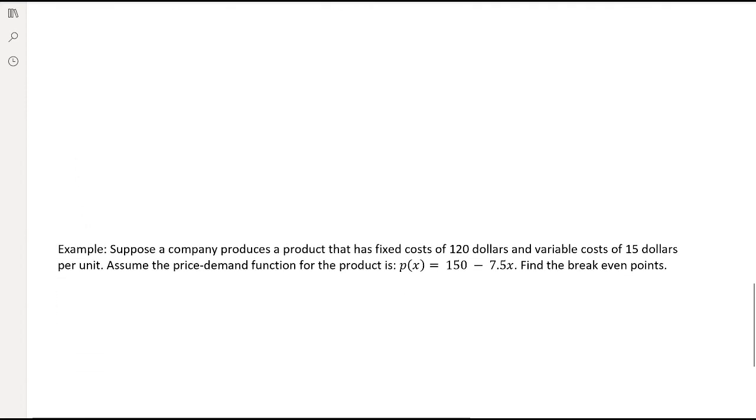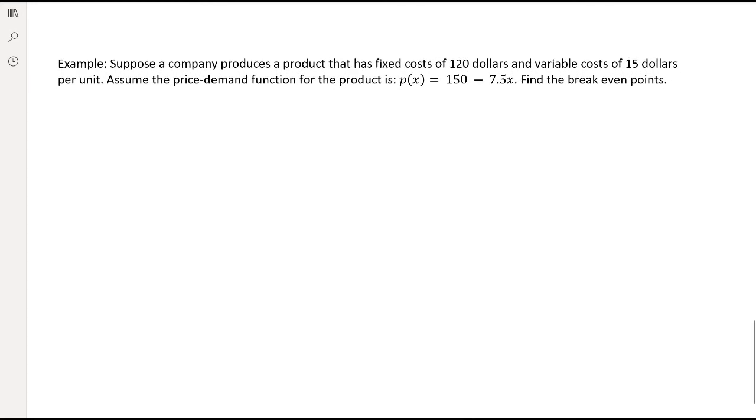Here we go. Another example. Suppose that a company produces a product that has fixed cost of $120 and variable cost of $15 per unit. Assume the price demand function of the product is 150 minus 7.5x. Find the break-even points. So what we need to do here is set the profit, big P of x, equal to 0. Well, we don't have our profit function written explicitly. We have some information about costs and we have our price function. So what we need to do, like in a previous video, is build this profit function from scratch.